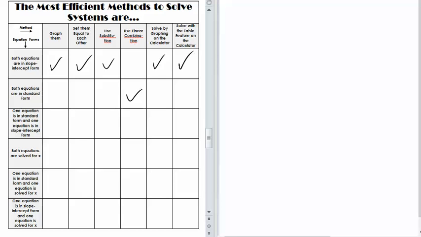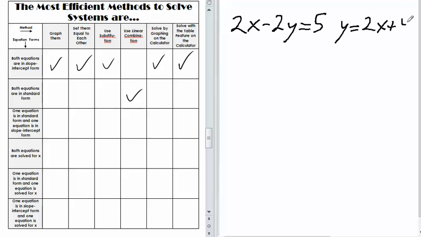All right, so those are the two main things we've been doing, but let's look at some of the other possibilities. So one equation is in standard form, 2x minus 2y equals 5, and the other equation is in slope-intercept form, y equals 2x plus 4. Okay, so in this case, again, remember, we could always solve for y equals and use any method we want. But if we didn't want to do that, what could we use here? We can't graph them because we can't graph this one easily.